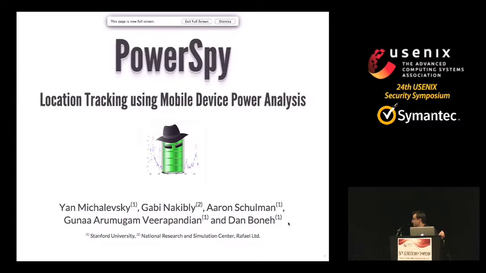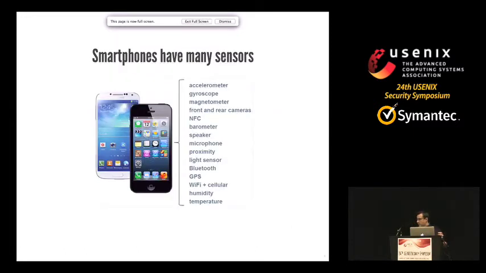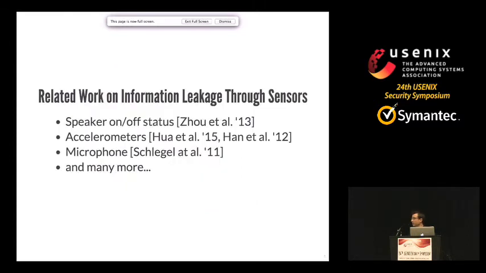The project deals with location tracking using analysis of power consumption on the mobile device. As we can notice nowadays, modern smartphones have many sensors, and some of them are pretty well understood, as well as their privacy implications. Some of them possess obvious privacy risks. For example, a microphone can leak sensitive audio information. A camera is obviously sensitive, and some of them are protected.